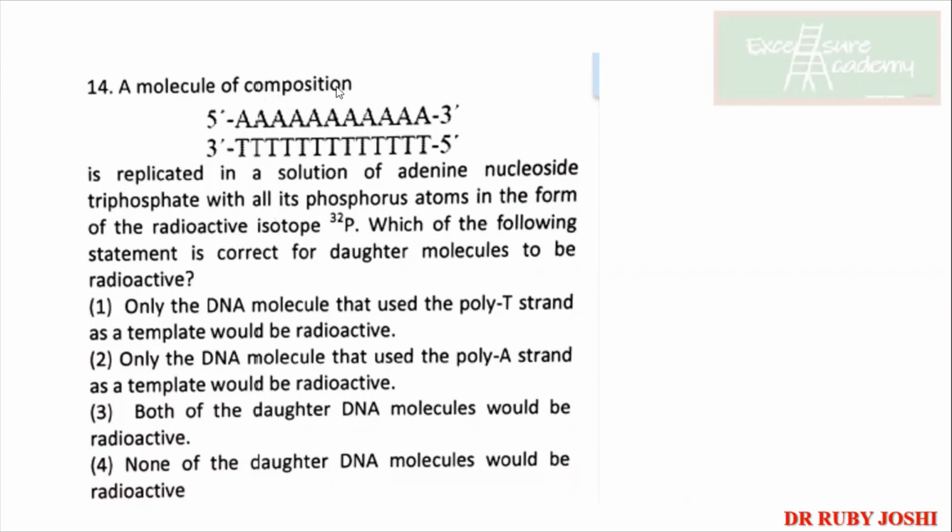A molecule of the composition given is a poly A strand paired with a poly T strand. It's replicated in a solution of adenine nucleoside triphosphate with all its phosphorus atoms in the form of a radioactive isotope. Which of the following statements is correct for the daughter molecules to be radioactive?